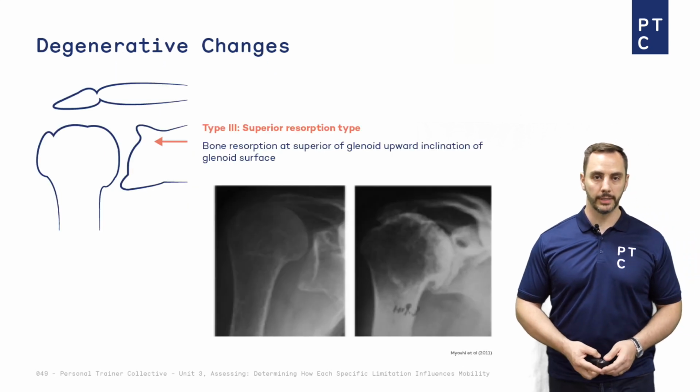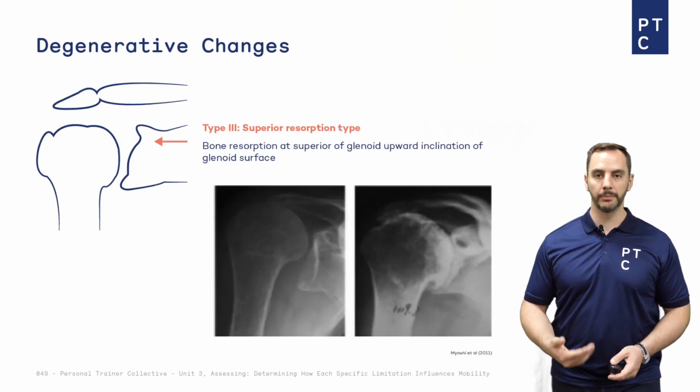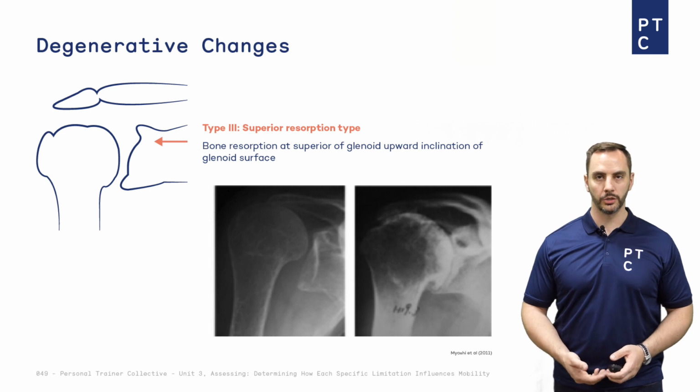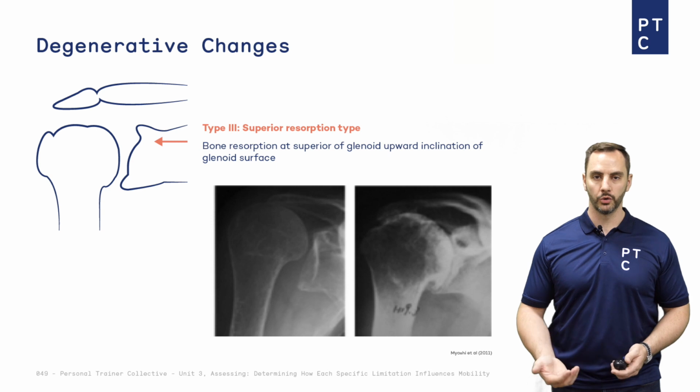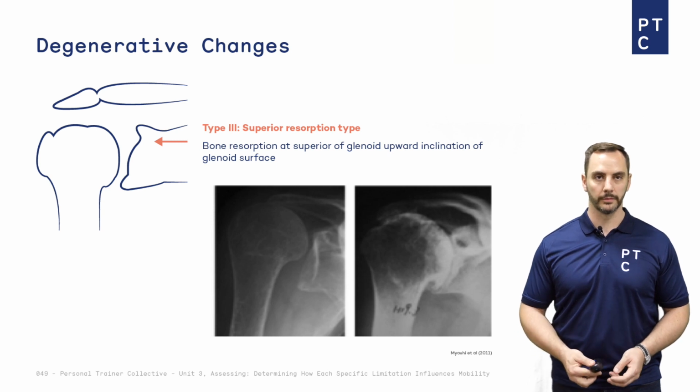Lastly, we're going to talk about degenerative changes. Over time, people do lose range of motion. Their tissues change, their structure changes, and they wind up producing less available joint range of motion or tissue adaptations.